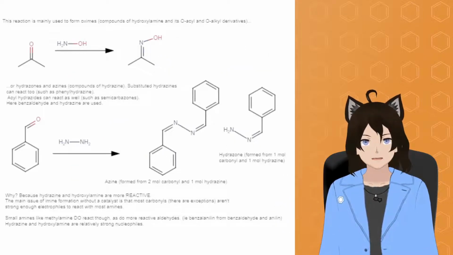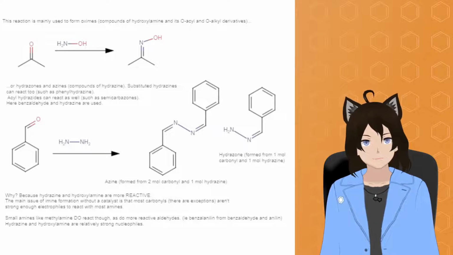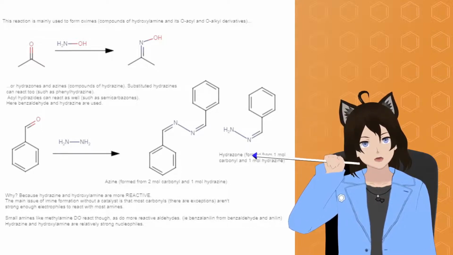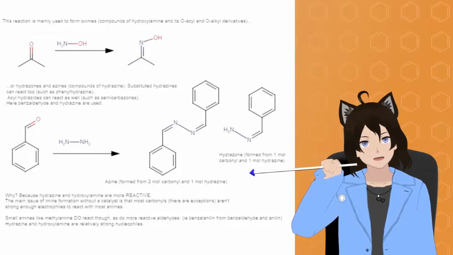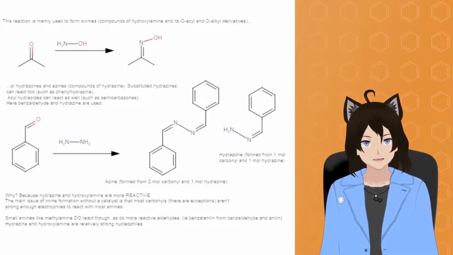This reaction is mainly used to form oximes. On the top, compounds of hydroxylamine or its O-acyl derivatives, like acetoxime here, which I've got forming from acetone and hydroxylamine. It can also form hydrazones or azines, which are compounds of hydrazine derivatives. This includes substituted hydrazines like phenylhydrazine or acyl hydrazides like semicarbazide. Here, benzaldehyde and hydrazine are used. This can form either the azine, which is the product of 2 mole equivalents of carbonyl and 1 mole of hydrazine. Here it's called benzalazine. Or the hydrazone, formed from 1 mole carbonyl and 1 mole of hydrazine. Here it's called benzaldehyde hydrazone.